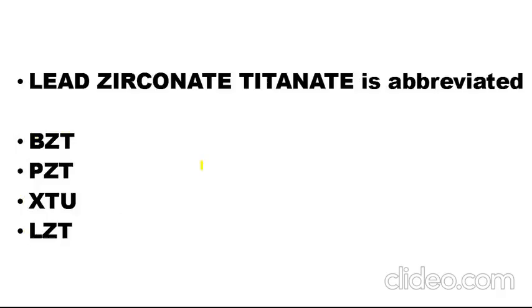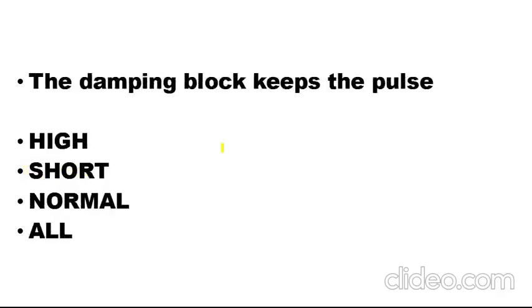So we have next MCQ. Lead zirconate titanate is abbreviated as BZT, PZT, XTU, or LZT. So the correct answer is PZT. Lead is Pb, zirconate Z, and titanate T. So the correct answer is B. So we have next MCQ. The damping block keeps the pulse high, short, normal, or all. So the correct answer is: damping block keeps the pulse short, option B.